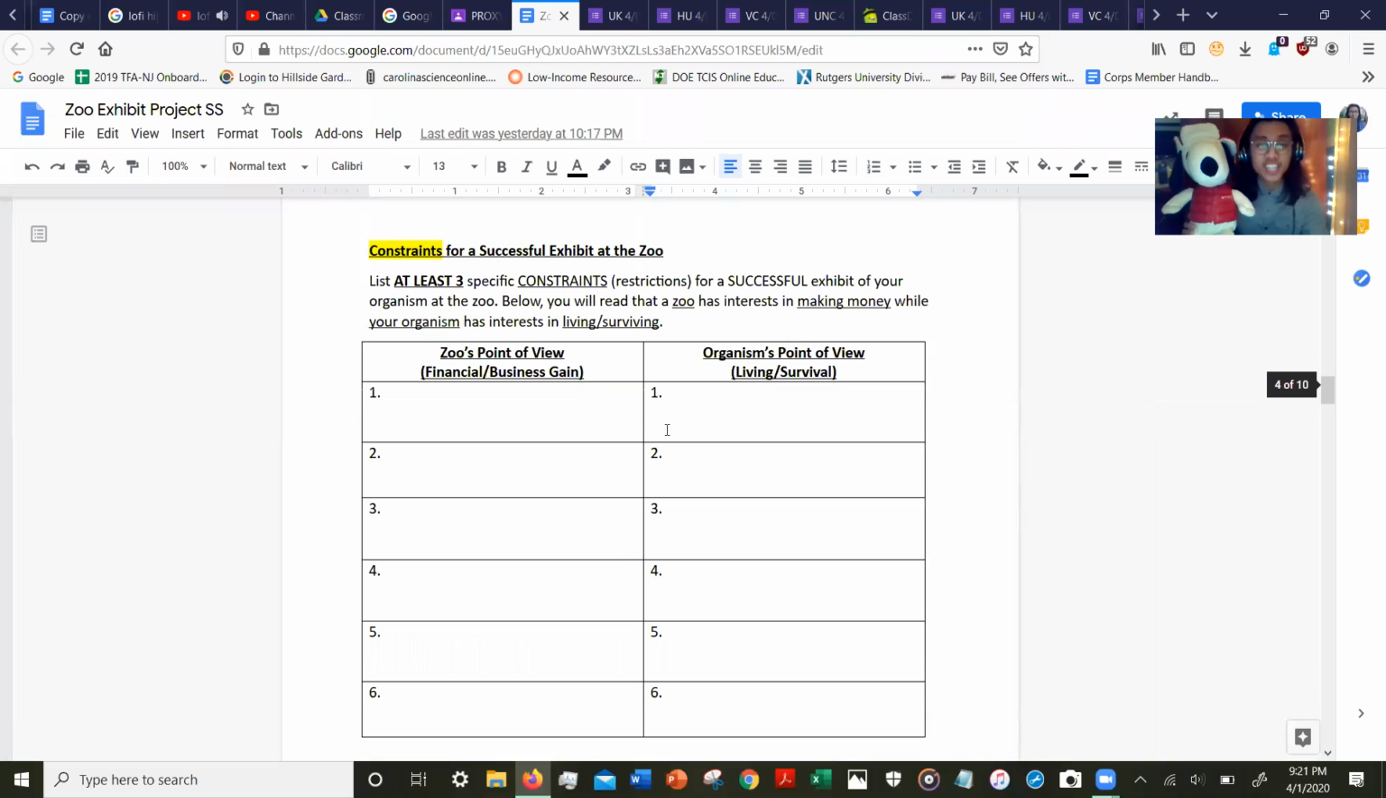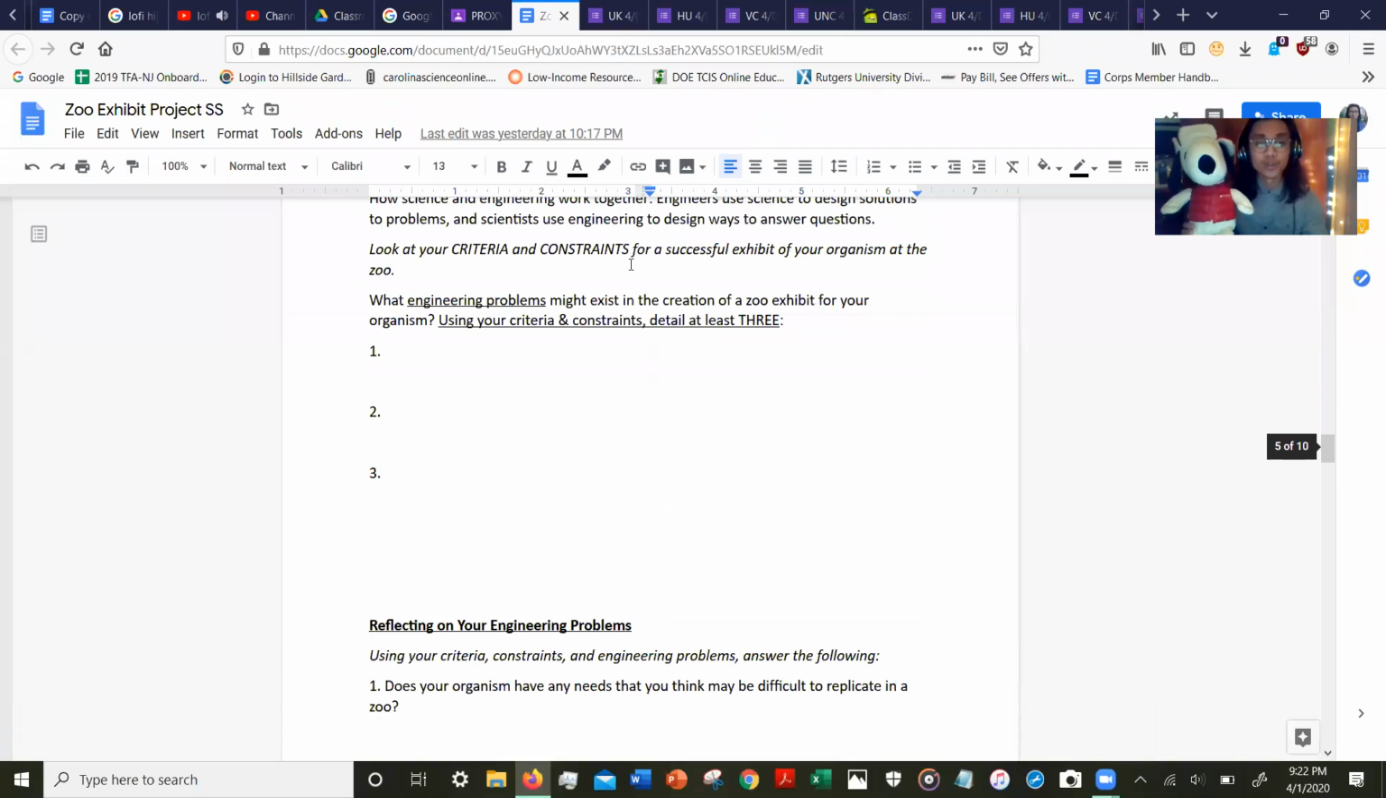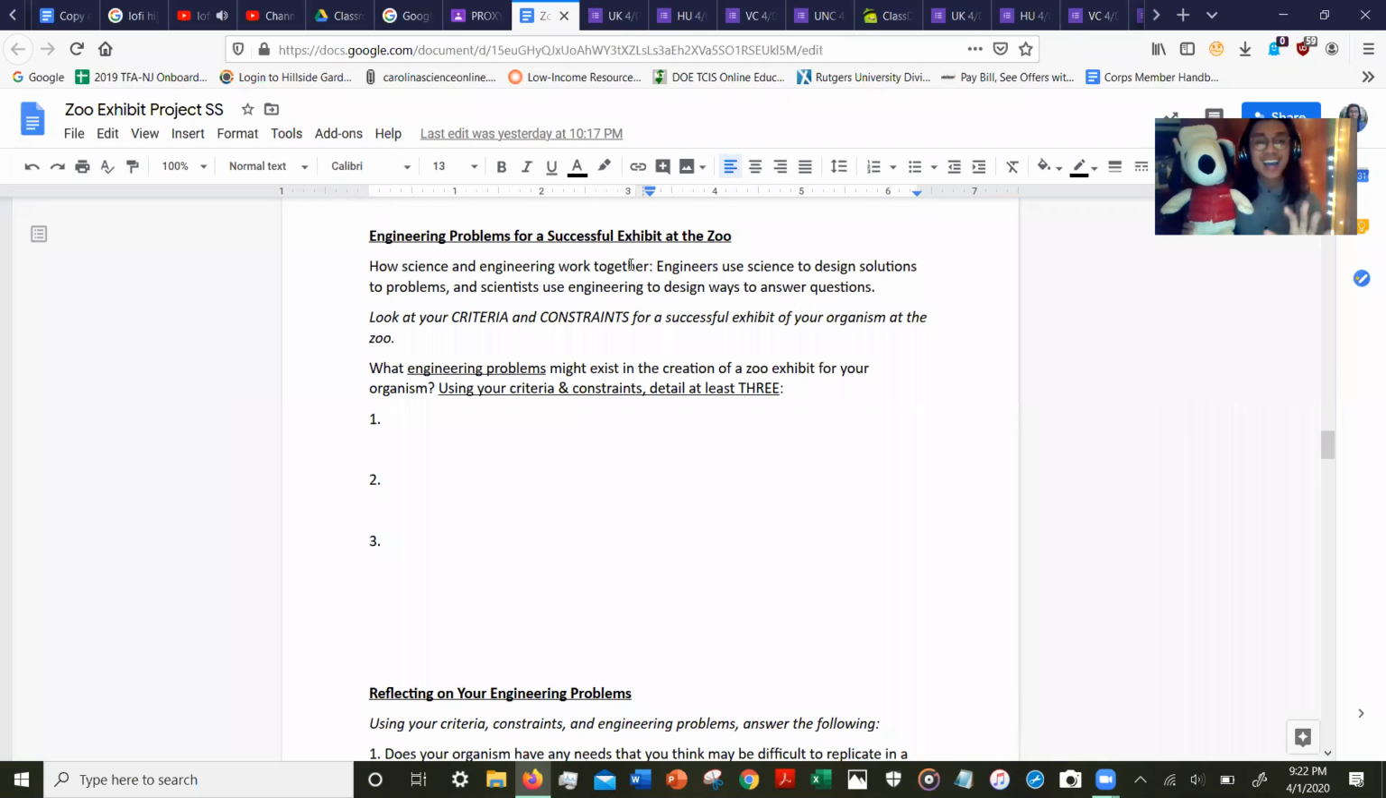This section, which is constraints, should also be filled out. 3 on the zoo's point of view and also 3 other constraints on the organism's point of view. Today, we are scrolling into this next section titled Engineering Problems for a Successful Exhibit at the Zoo, and also our reflections on our engineering problems.